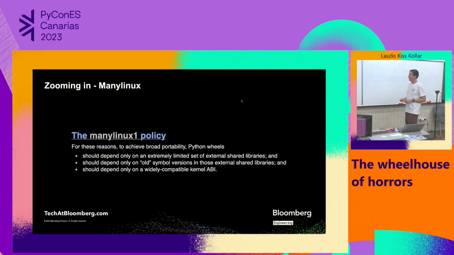Okay, so now we covered the two hard ones, and the last one is an easy one, because that just says that the wheels should only depend on a widely compatible kernel ABI, and that's basically never a problem because the Linux kernel is the most stable ABI ever, and they never change it, so we don't even have to cover it. That's just not a concern in general.